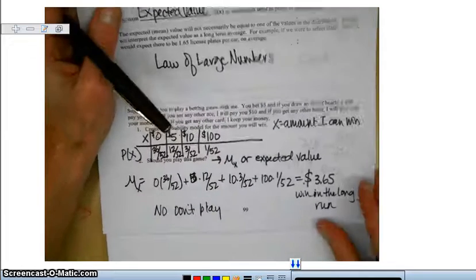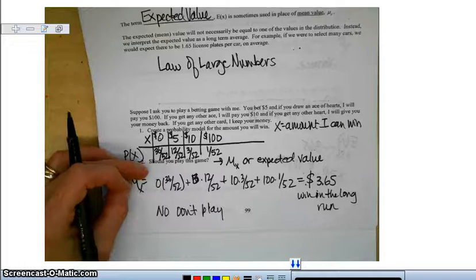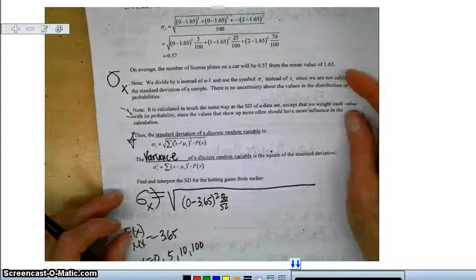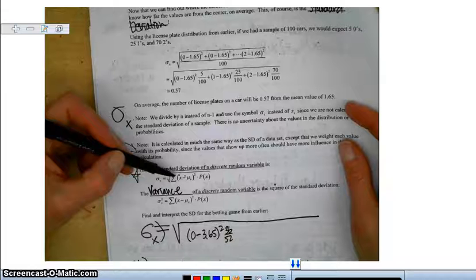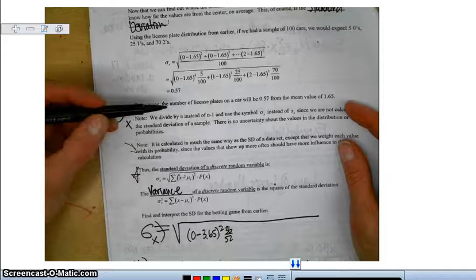And what we want to do now is we were working on finding the standard deviation. The standard deviation formula was on the next page. We started working with that. The formula for the standard deviation of a discrete random variable, a probability model, was the sum of every x value minus the expected value squared times the probability.